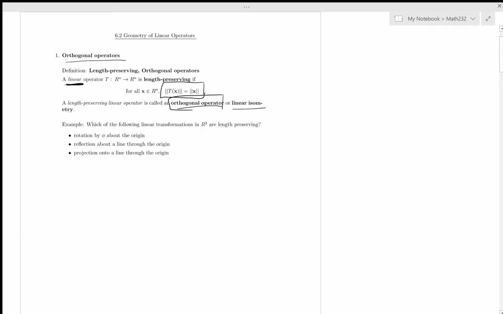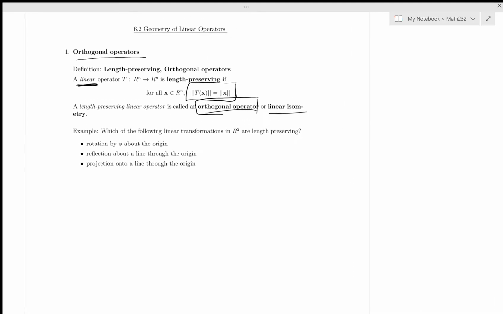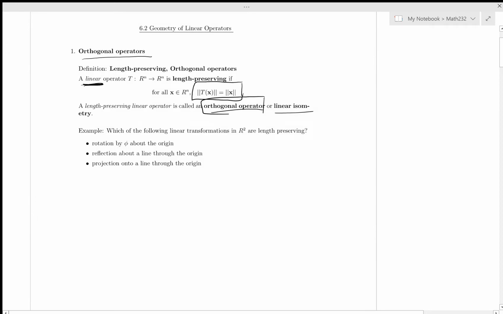Okay, so we've got some operations here, what we saw last lecture, some of the possible linear transformations in R2. We can rotate by phi about the origin, we can reflect about a line through the origin, and we can project onto a line through the origin. The idea here is which ones are length preserving, which do not affect the length of the vector. So let us just draw these three things out and remember what they are. We can answer that question and get a foreshadowing of what's coming.